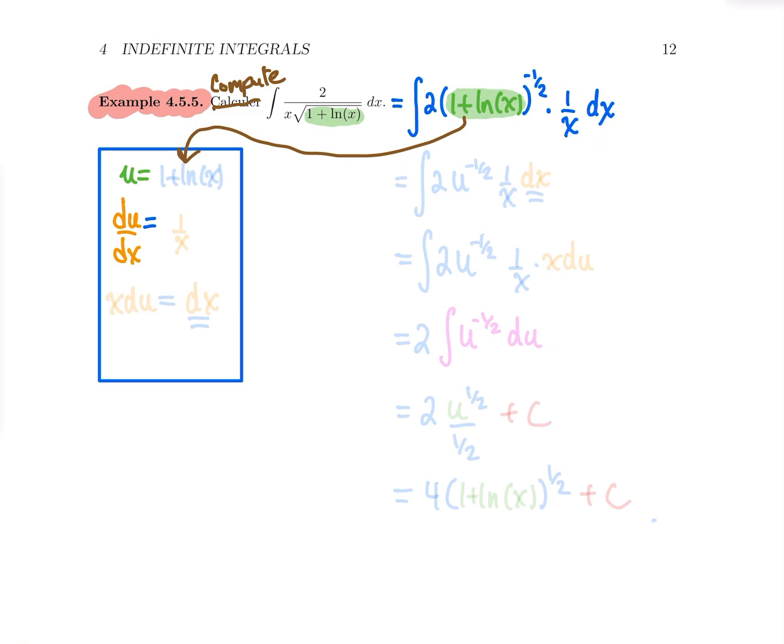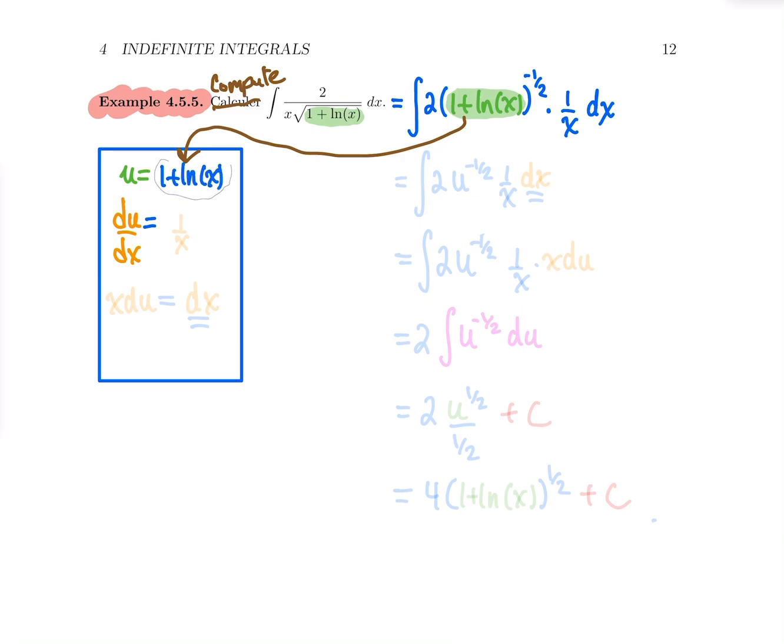So if you choose 1 plus ln of x as u, what is the derivative of 1 plus ln of x? Well, it's 1 over x, and it's right there, 1 over x, waiting next to dx. This is a strong indication that this is the correct substitution. So let's go, let's try this. So let's go with u equal to 1 plus ln of x.